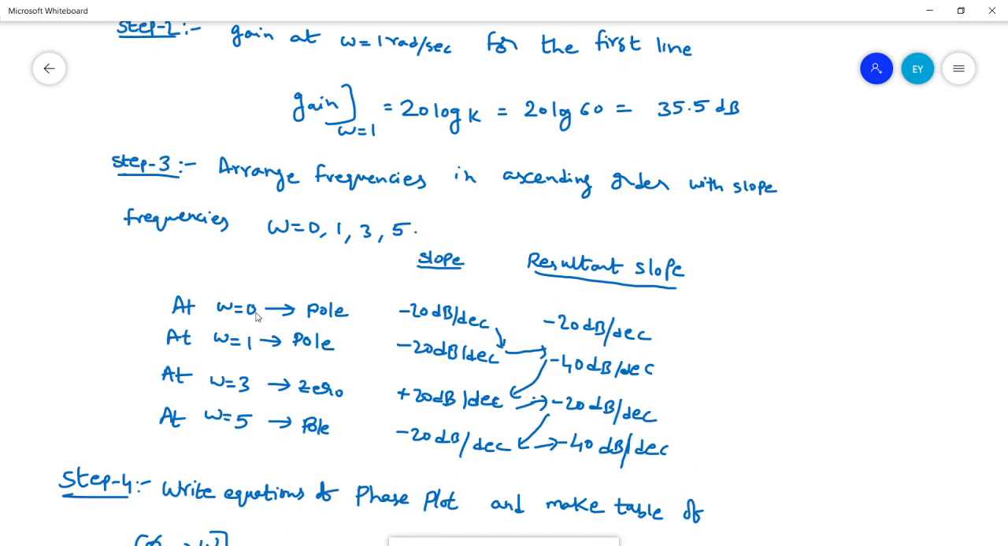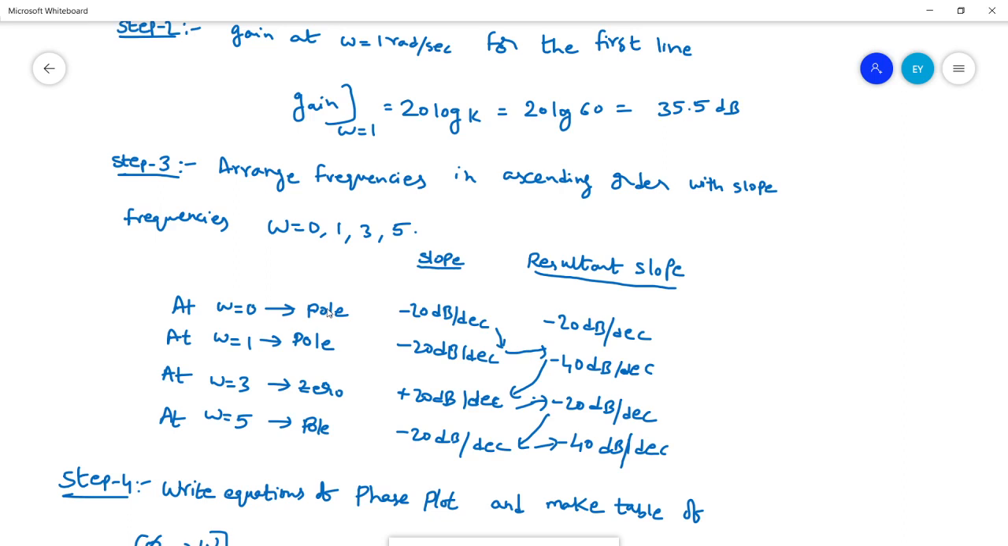At 0, what we get is the pole at origin, that is minus 20 dB per decade. So we should start at the lower frequencies: at omega equal to 0, then omega equal to 1, omega equal to 3, then 5. At omega equal to 3, what we have is a zero, and the rest all are poles. Each and every pole contributes minus 20 dB per decade, and if it is a zero, it contributes plus 20 dB per decade.